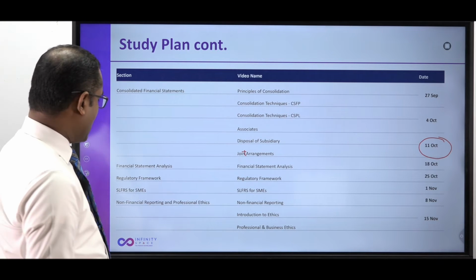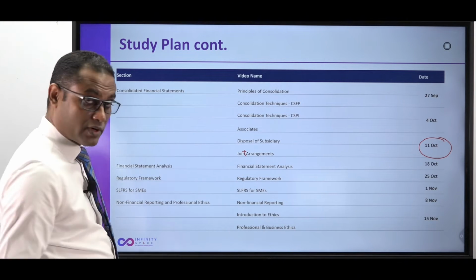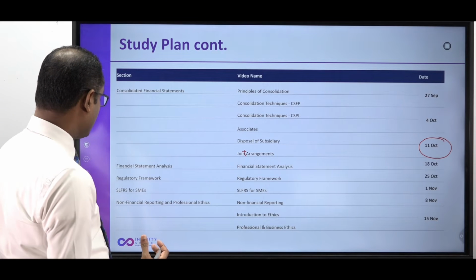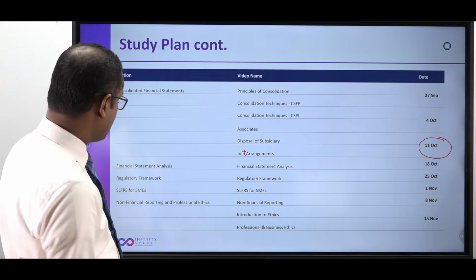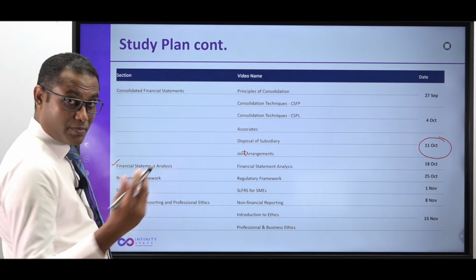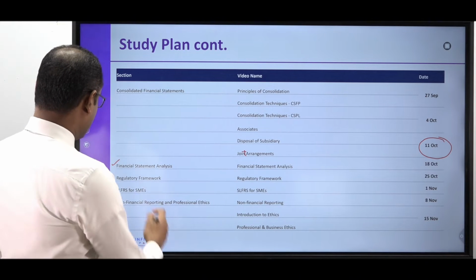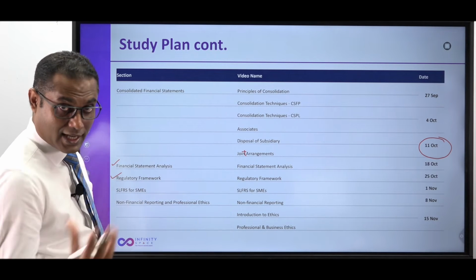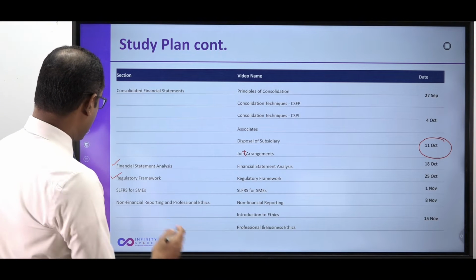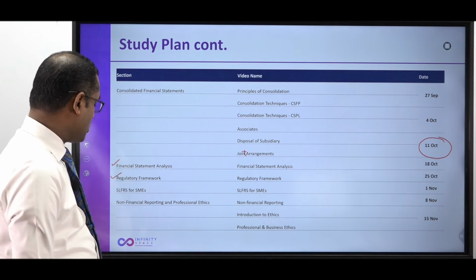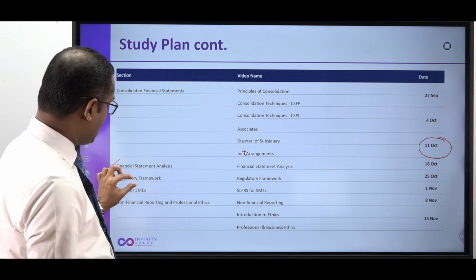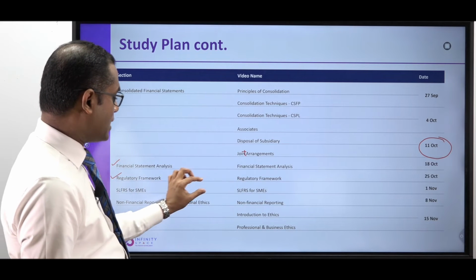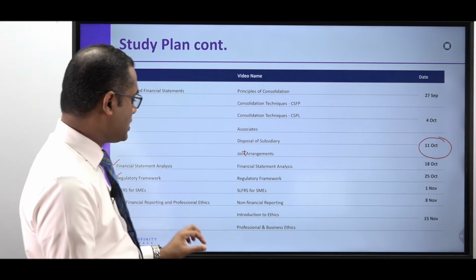Then moving to the other topics. Thereafter, I'll be uploading the video relevant to financial statement analysis, which carries 10% of your syllabus weightage. Then regulatory framework, again another 10% of the syllabus. And there's a specific standard called SLFRS for SMEs. This is actually the accounting standard relevant for small and medium entities.